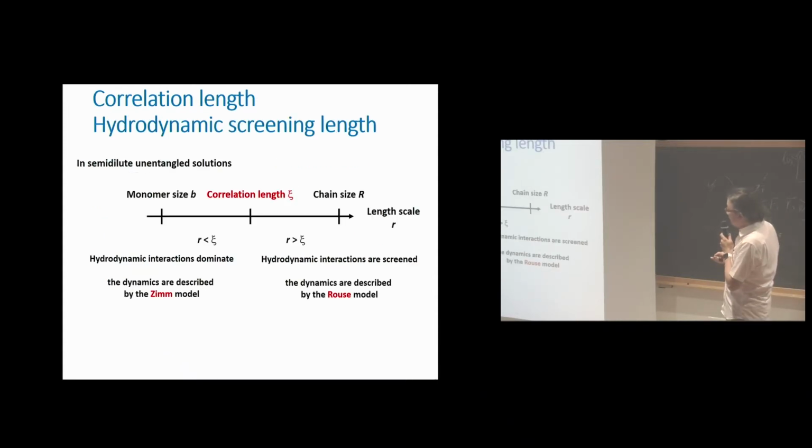Let's go to the semi-dilute solution. As you know, an important length appears, the correlation length xi. It is between the monomer size b and the chain size. In this semi-dilute unentangled solution, at length scales shorter than the correlation length, hydrodynamic interactions dominate the dynamics, so you can describe the dynamics by the Zimm model. However, at length scales longer than the correlation length xi, hydrodynamic interactions are screened, so you can use the Rouse model to describe the dynamics. Basically, this is the simplest picture, and we need to be careful to use the Zimm model or the Rouse model to describe the different dynamics of the system.